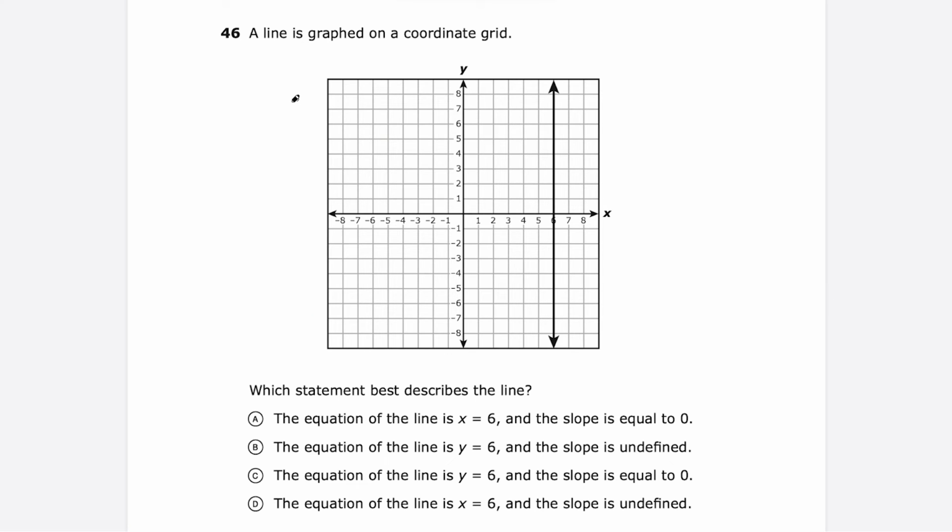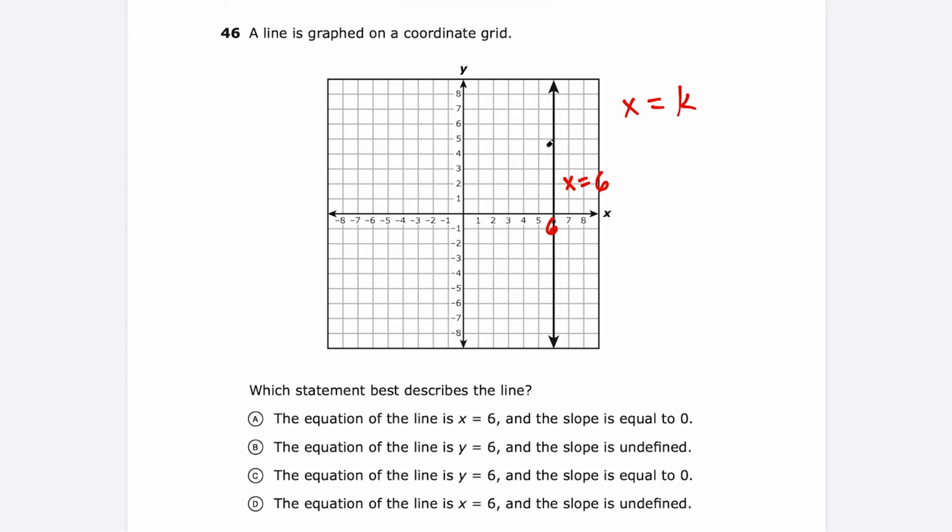Question 46, we have a line is graphed on a coordinate grid, and we want to know which statement best describes the line. So anytime you have a vertical line, it's in the form of x equals a constant. So here, just looking at this line, I see that it hits the x-axis at 6. So the equation of the line would be x equals 6. All right, that's the equation of this line.